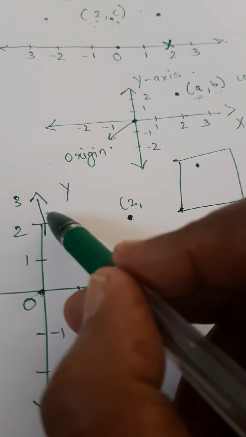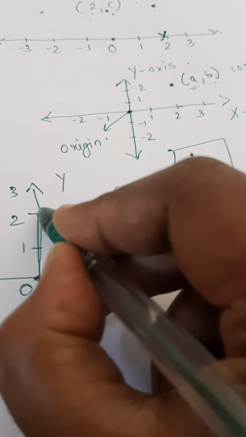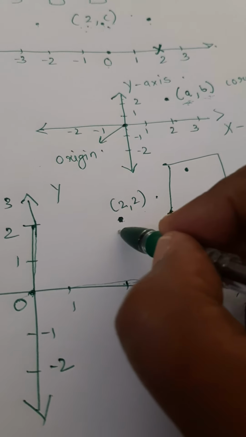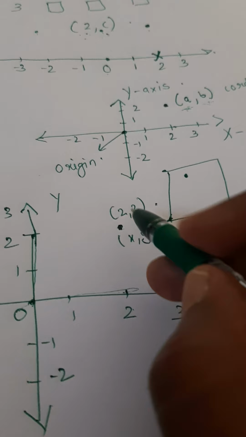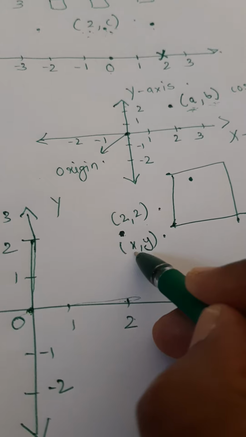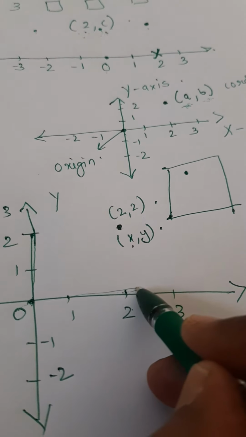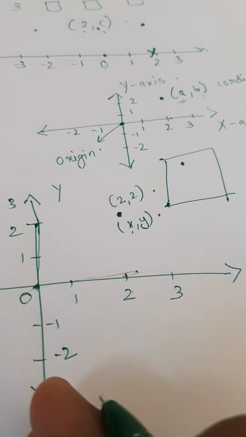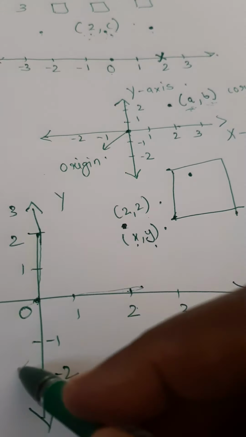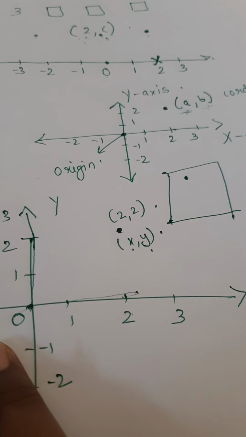And if you look at the y coordinate, along the y-axis it is at position 2. So it would be 2, 2. So the 2, 2 actually refers to the x and y coordinates. What does the x coordinate mean? The x coordinate means the distance along the x-axis but perpendicular to the y-axis. And the y coordinate means the distance along the y-axis and perpendicular to the x-axis. Okay, I hope this is clear.